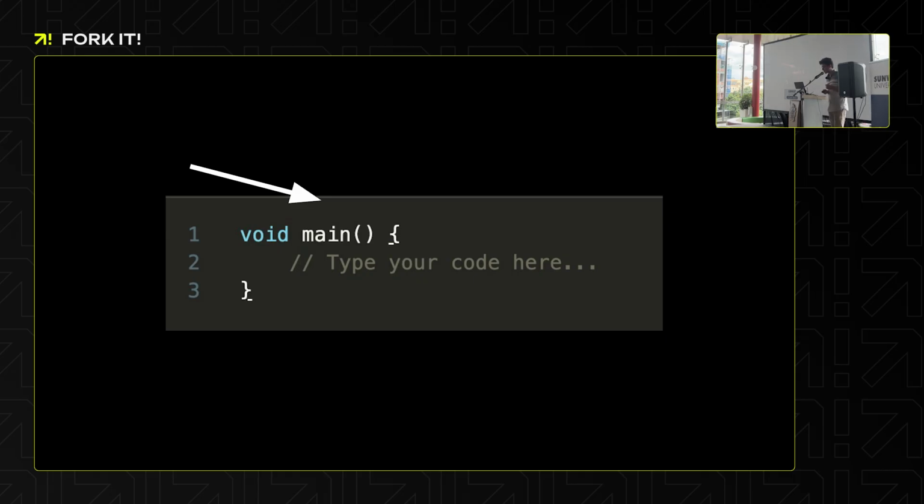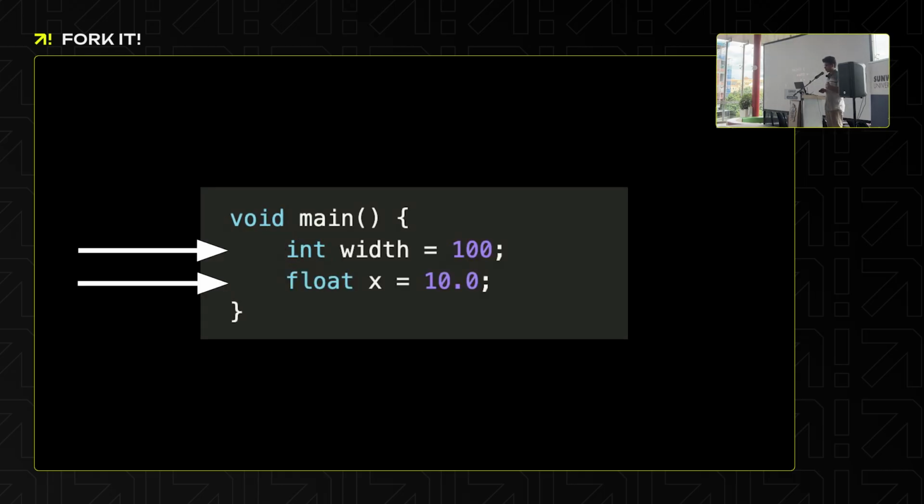Okay, GLSL is a statically typed language, so it's like Java or C# or whatever. You need to specify the types explicitly. It's not like JavaScript. So here, for example, if we have a width, we need to say that it's an integer. And for example, if you want to use a floating type, you need to set that it's a float, and so on.